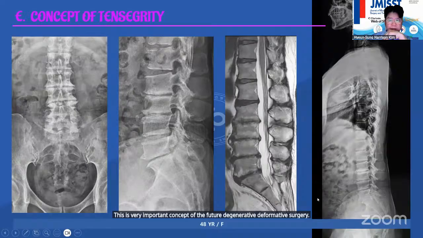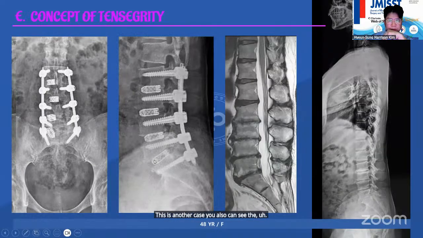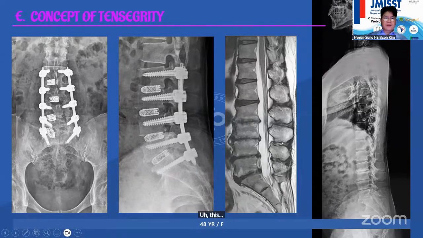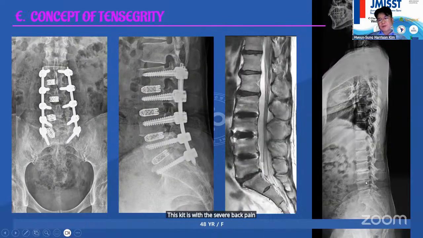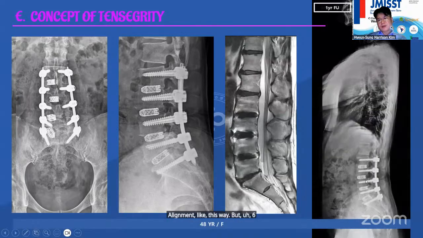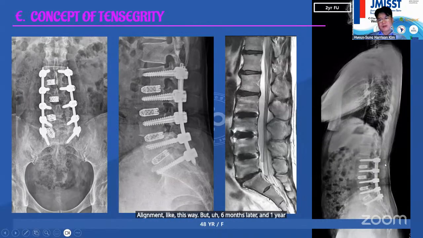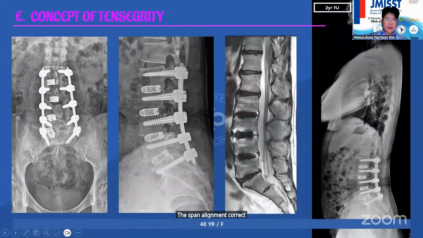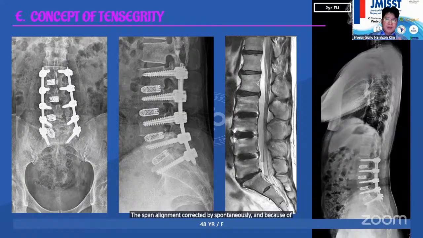In this other case, the patient received a 4-level fusion due to chronic discitis with severe back pain, and after operation you can see the spinal alignment like this. But 6 months later, 1 year later, and 2 years later, the spinal alignment corrected spontaneously, and because of that, PJK usually does not happen in endoscopic lumbar interbody fusion for degenerative deformity cases.